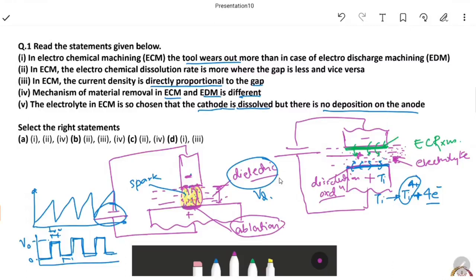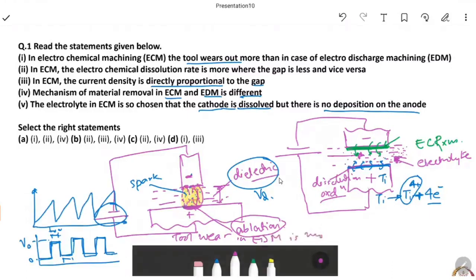That's why tool wear here is more. Tool wear in EDM is more compared to ECM. The first option is ruled out.